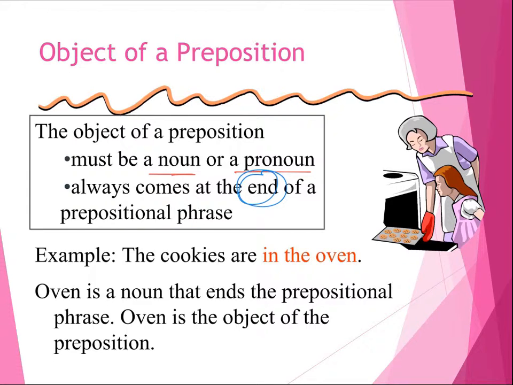The cookies are in the oven. In was our preposition. What is the first noun or pronoun we get to after the word in? Well, we know the is an adjective. Oven. That's a thing. So that would be the object of the preposition, and that would be where the prepositional phrase ends.